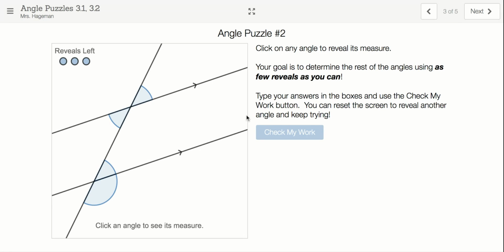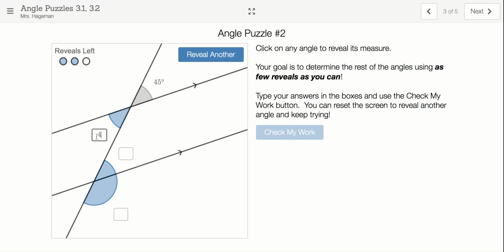Now in this one, we do have a transversal and we have parallel lines here. So we need to reveal these answers, as few as you can. Again, you want to use your ideas of congruent or adding up to 180. Okay, so I'm going to start with the top one up here. So this one's 45 degrees. Okay, so I have a vertical angle here to 45 degrees.